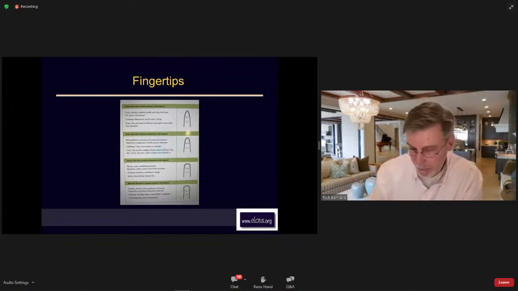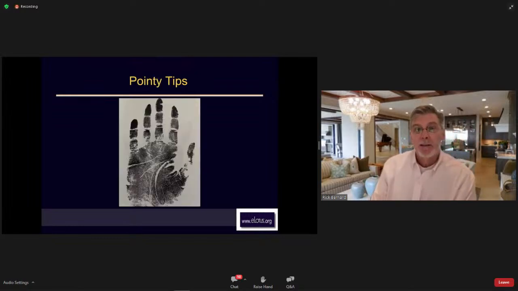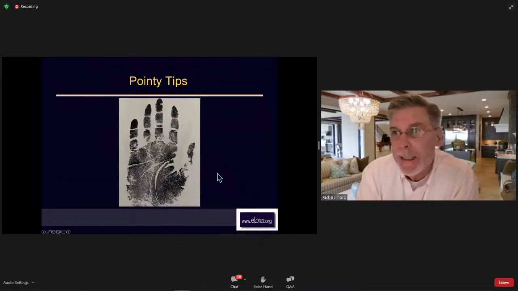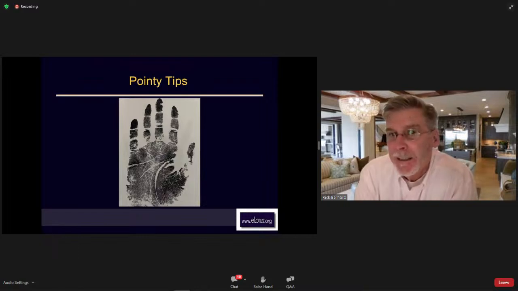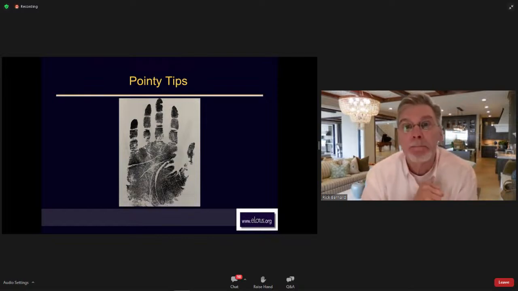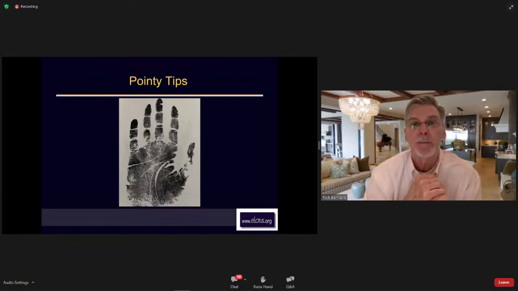Okay, let's keep going here. So you can take a look and get a feel for what these tips look like. You can tell that they're obviously more pointy. And again, those are going to be people that tend to be more idealistic, spiritual oriented. These are very, very pointy tips. In fact, the thumb is not in a great position.